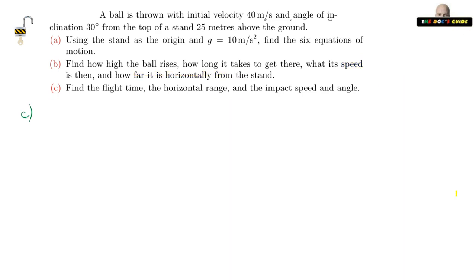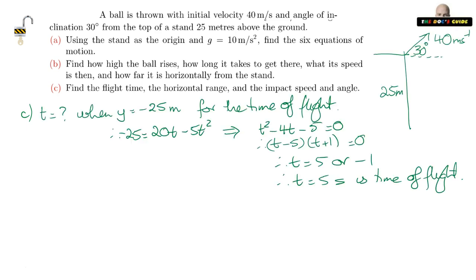Now to get the time of flight, the horizontal range and the impact speed and angle, so a few little bits and pieces here. For the time of flight, what we want is the time that it takes until the particle gets to minus 25 meters, so until it goes up and comes down here. That is just reflective of where we took the origin to be.